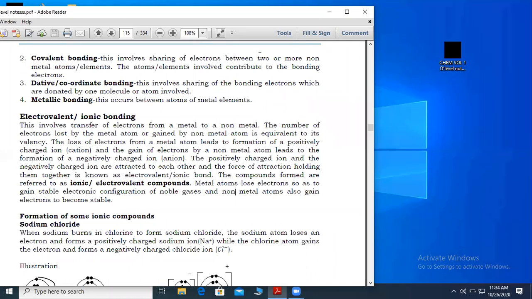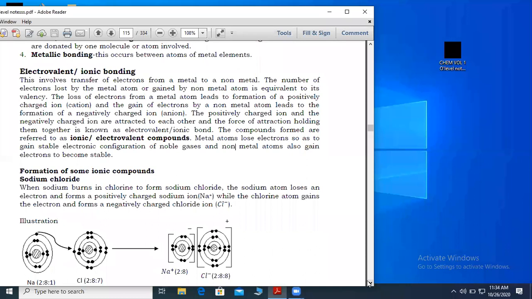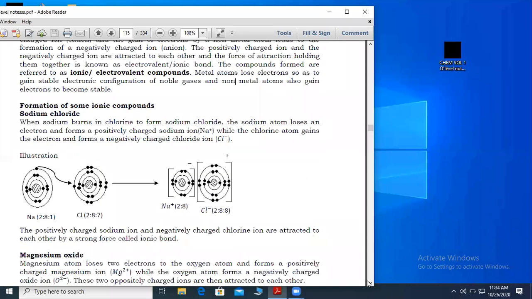Okay, so those are some of the other characteristics. Let us look at formation of ionic compounds. We have been doing this. I think you don't have a problem with it. For example, we want to look at a compound that is formed between sodium and chlorine.